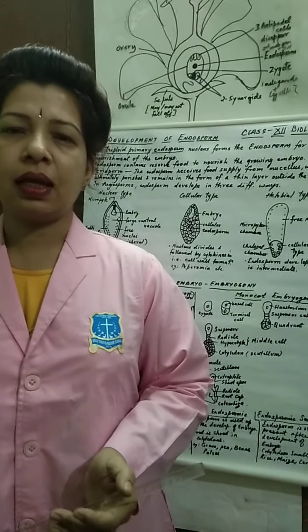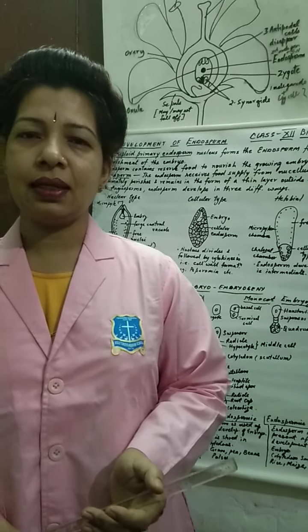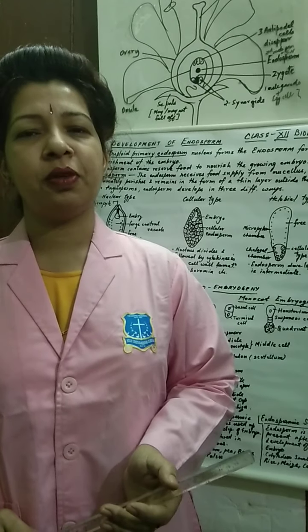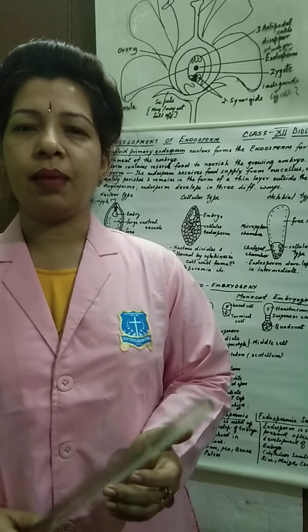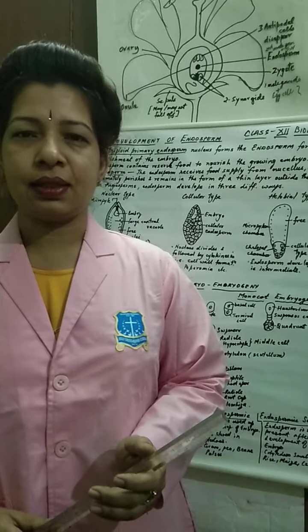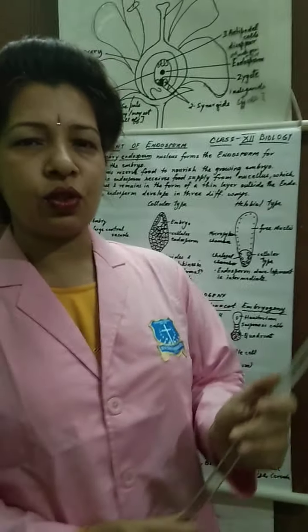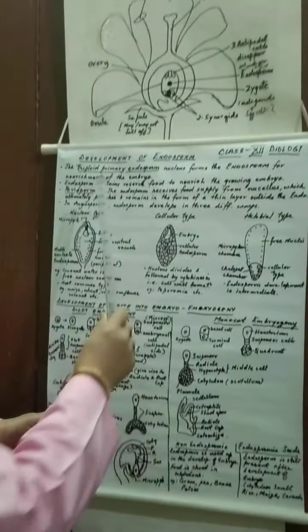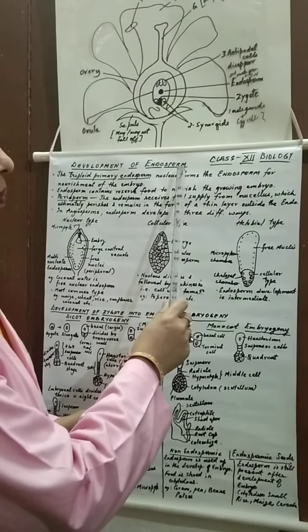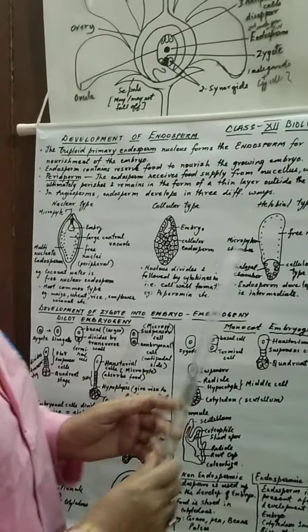Dear students, in part 1 we have already seen double fertilization and triple fusion. Today I am going to continue with it. So let us begin. Today the topic is development of endosperm. Before that I would like to revise.